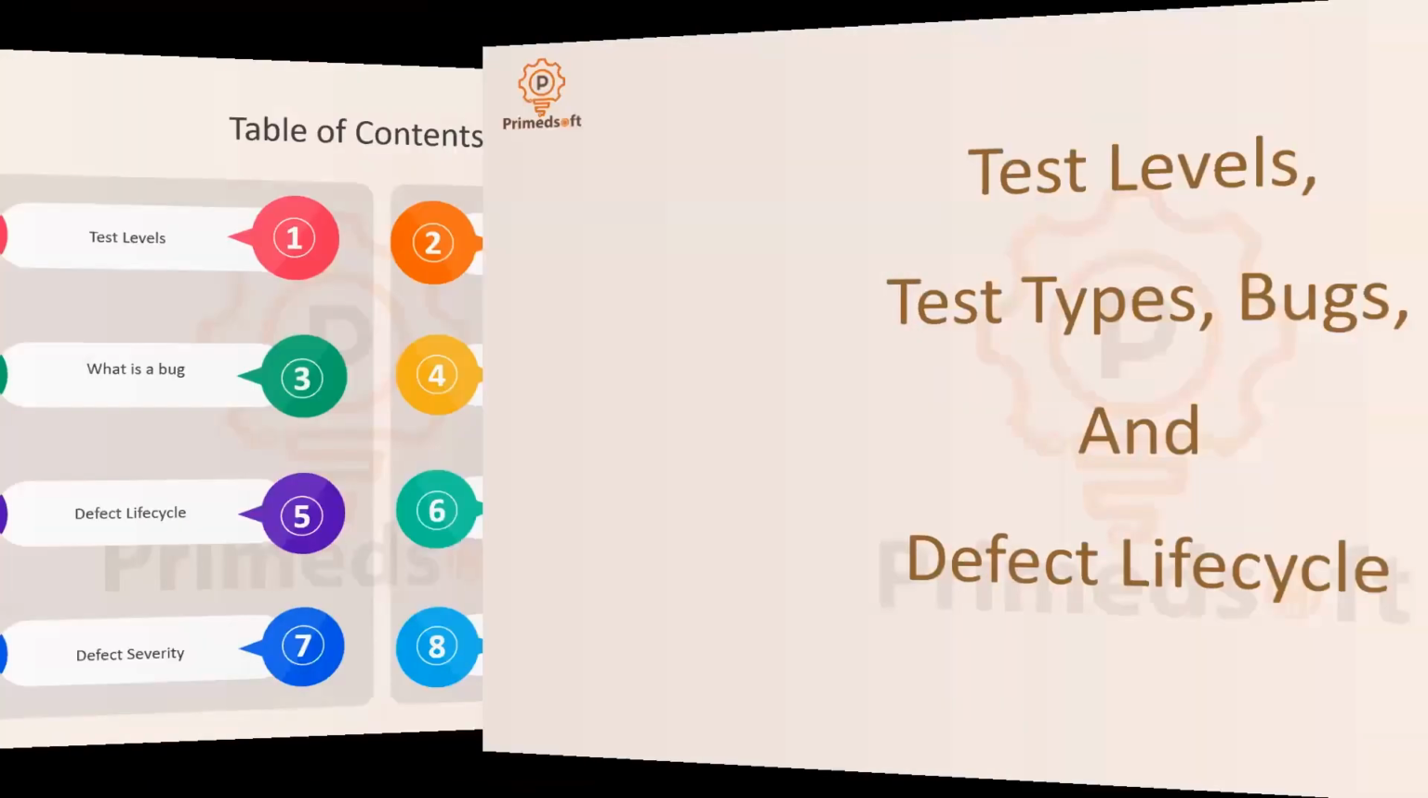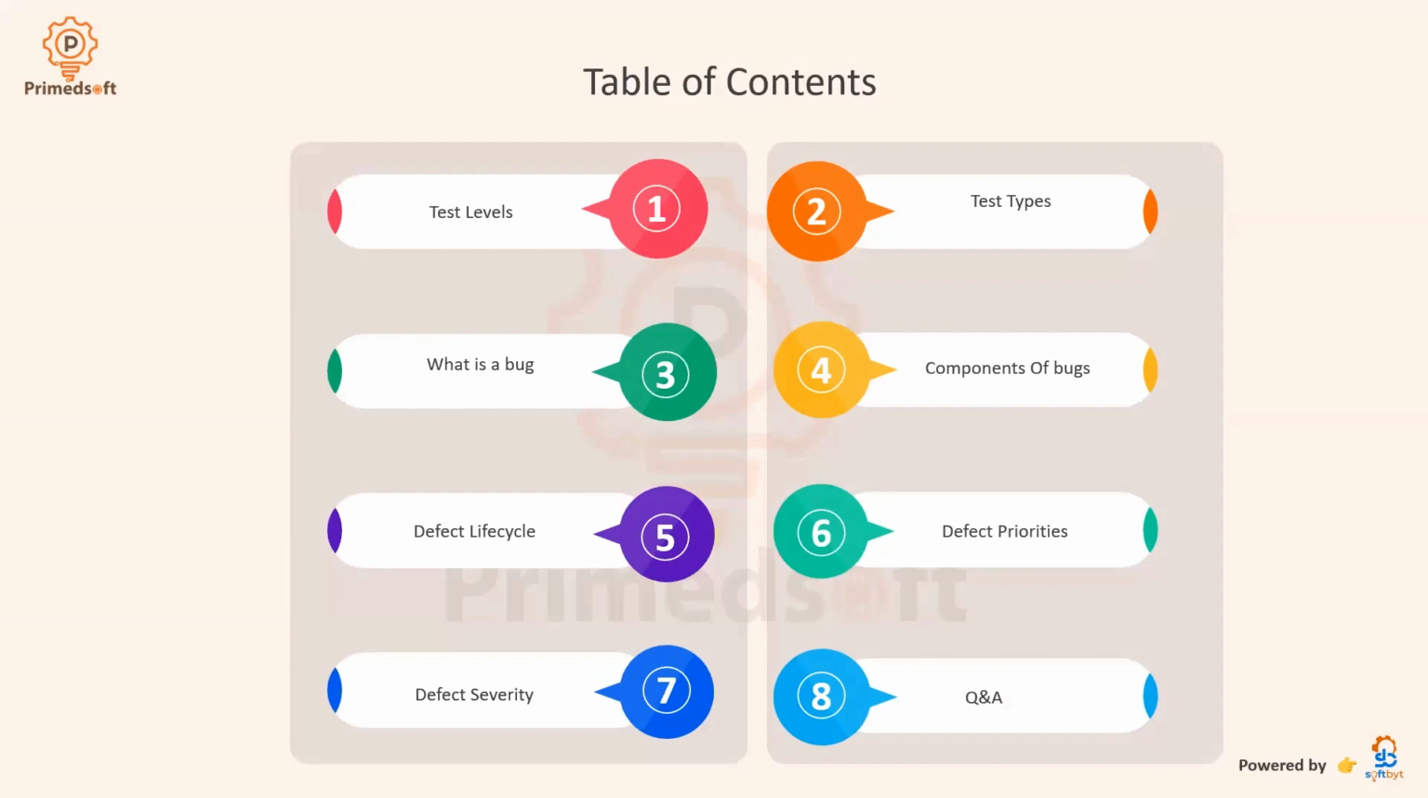So the topics that we'll be covering today are, like I've mentioned before, test levels, right? The second one is test types. What is a bug? We'll be looking at what a bug is. Then we'll be talking about the components of bugs. What are the components of bugs? We'll be looking into that. And then we'll also talk about the defect life cycle, right? We'll also look at defect priority, right, and defect severity.